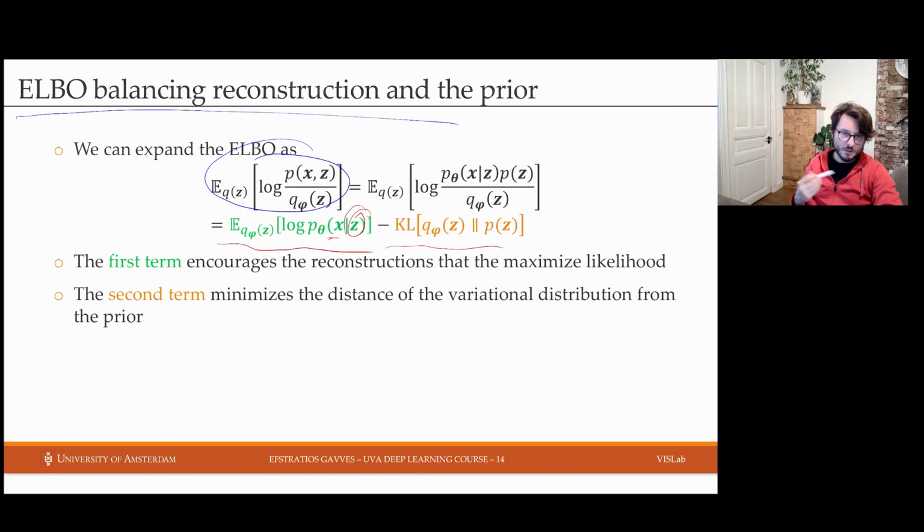The second term is the KL term, which basically minimizes the distance between my approximate posterior, the density function that I'm learning, and the true prior P of z. So the first term encourages reconstructions that maximize the likelihood, making sure we return good reconstructions, while the second term minimizes the distance of the variational distribution from the prior.